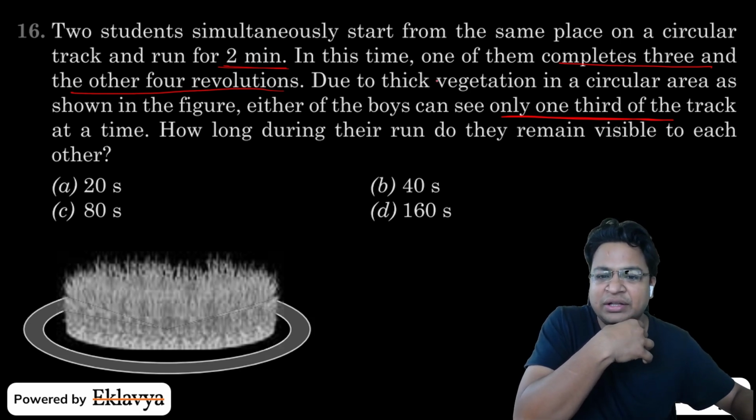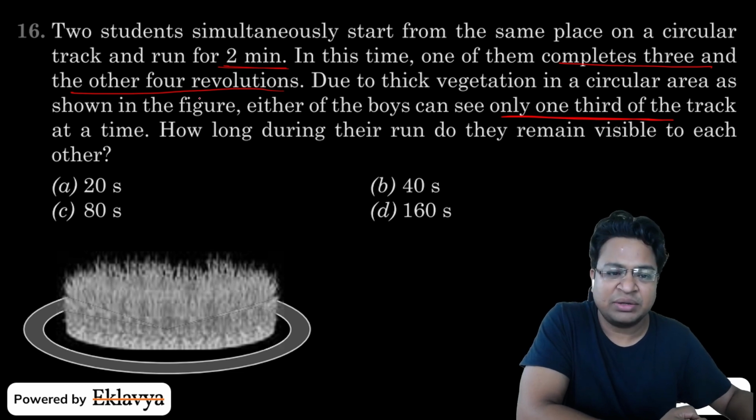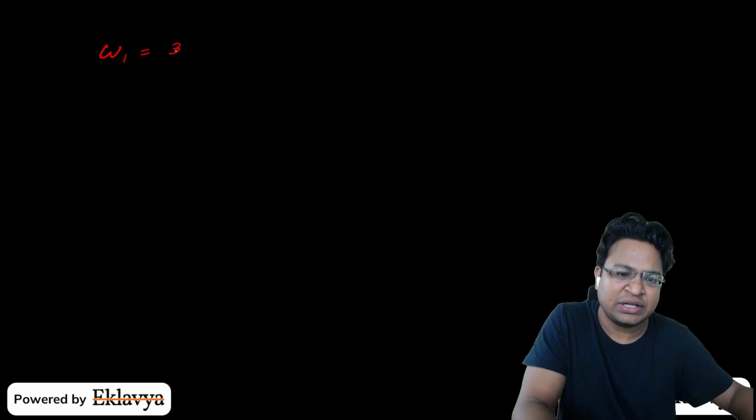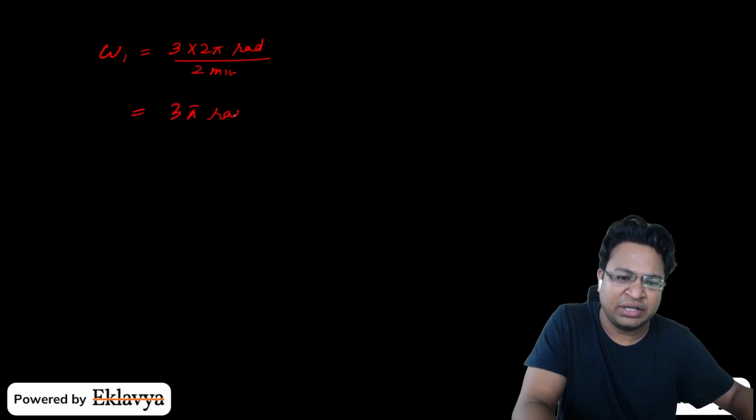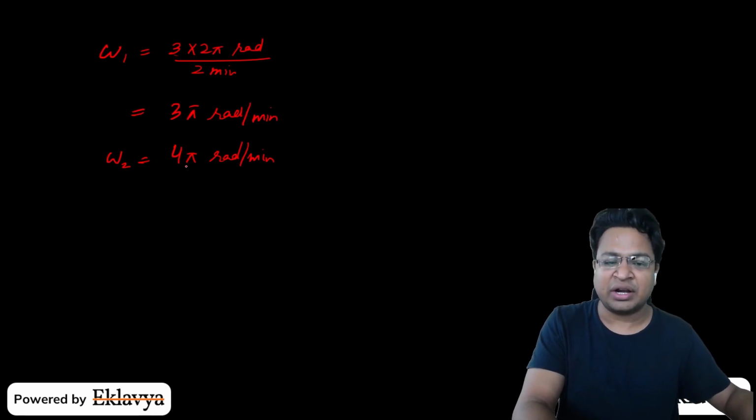Firstly, they run for 2 minutes, and the question tells us that in this duration, one completes three revolutions and the other completes four, which basically means if I write omega 1 as 3 into 2 pi radian divided by 2 minutes, the omega 1 that I get is 3 pi radian per minute. Similarly, for omega 2, instead of this 3, we will have a 4, so we end up with 4 pi radian per minute. So these are the angular speeds at which the students are running around in the circular track.